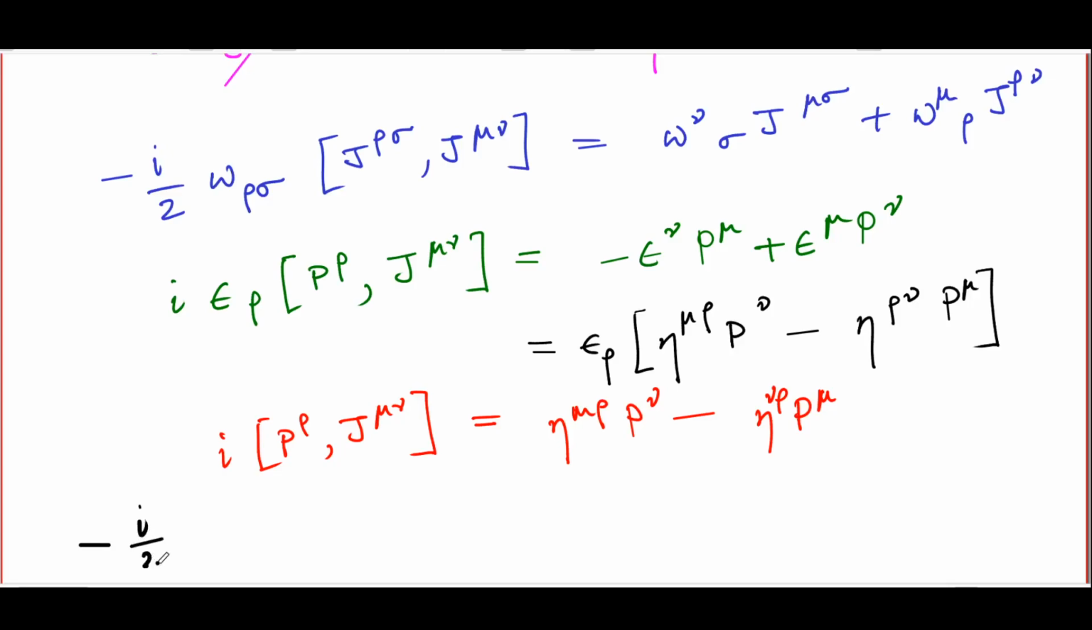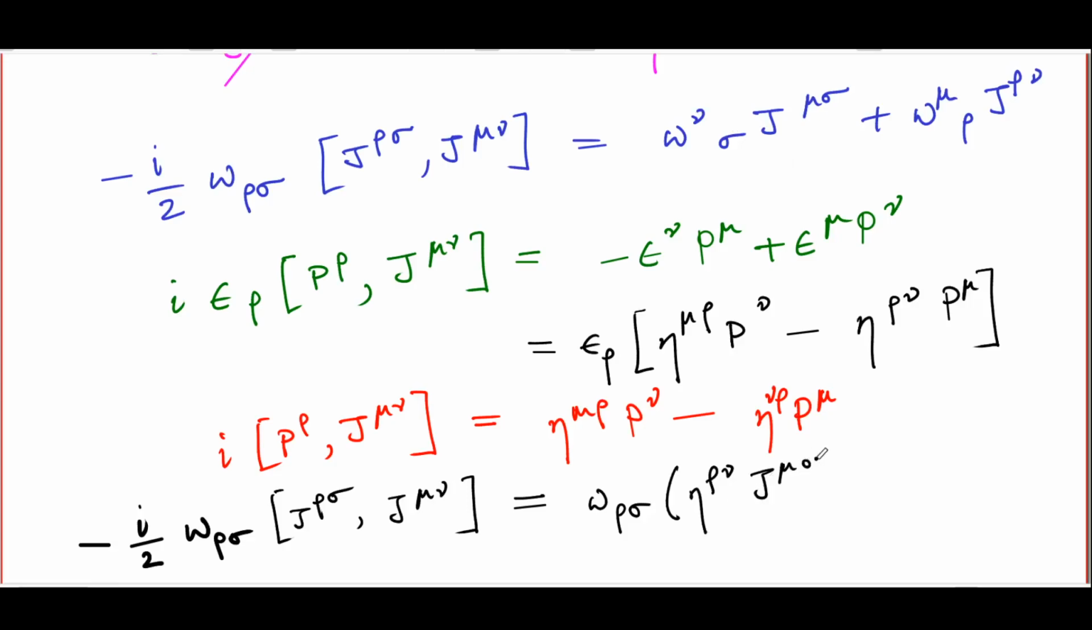Minus, now I want an omega rho sigma, and I get that simply by using the fact that omega rho sigma can be raised, or at least the rho index can be raised to omega upper nu lower sigma just by using eta rho nu. Similarly, this can be made into omega sigma rho times eta sigma mu. But because omega sigma rho is minus omega rho sigma, you can take the omega rho sigma common out and you will be left with eta sigma mu j rho nu.